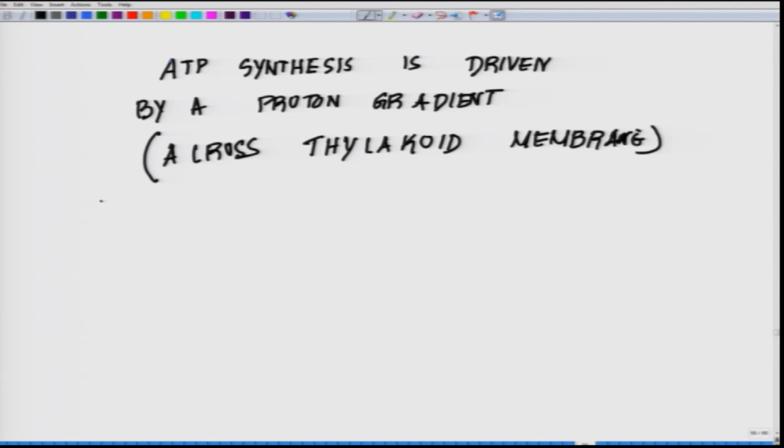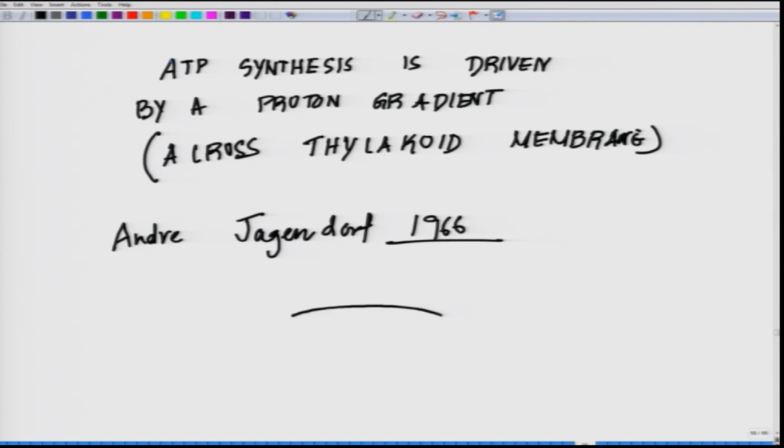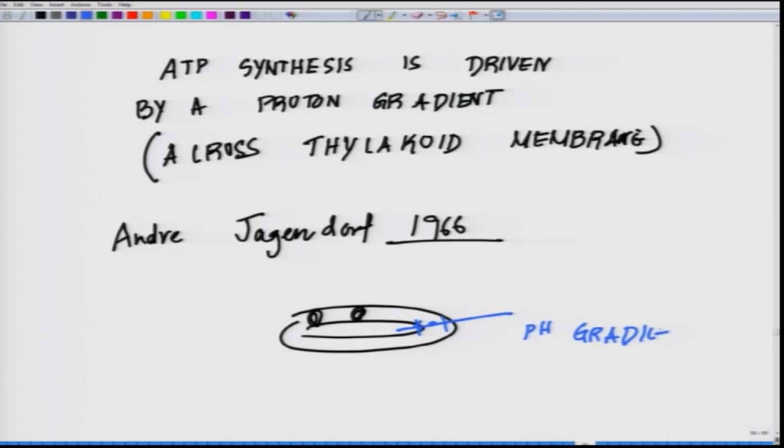In 1966, a gentleman called Andre Jagendorf showed that chloroplasts synthesize ATP in the dark when an artificial pH gradient is imposed across the thylakoid membrane. You remember the thylakoid membrane? I told you the photosystems lie there. If you could impose a pH gradient across it, across this membrane you have a pH gradient, then this could lead to ATP synthesis.